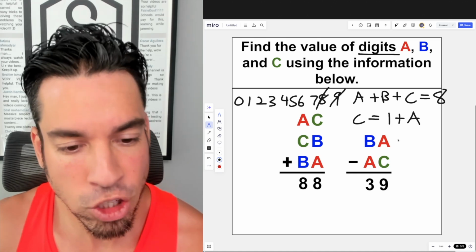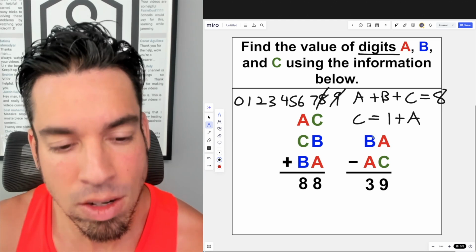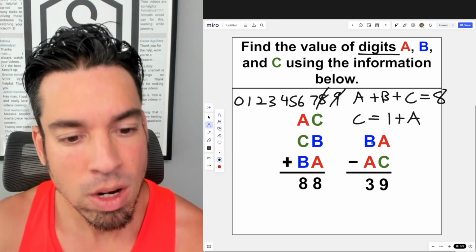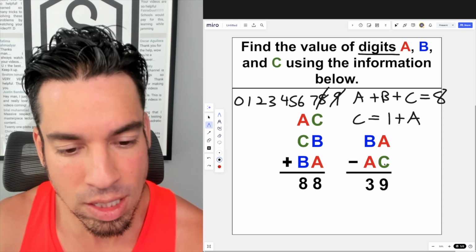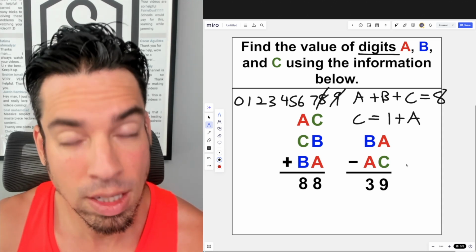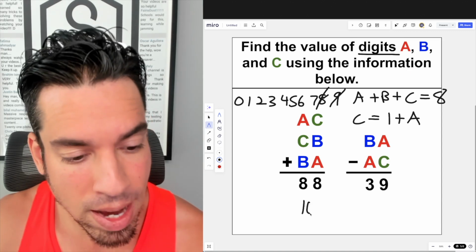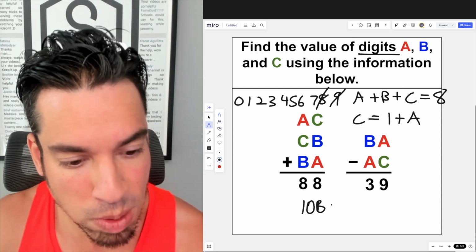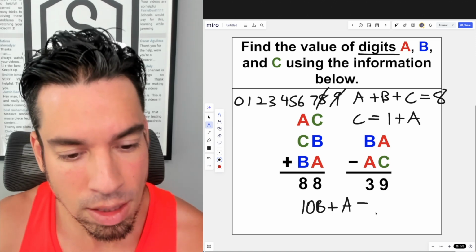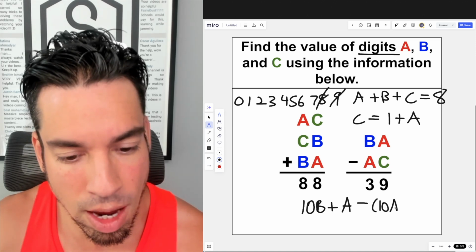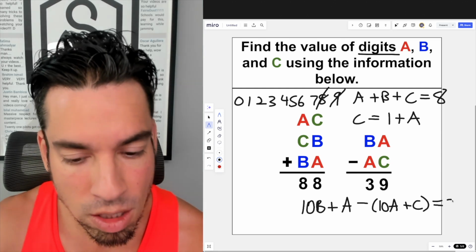Now, one more equation that we can generate from this subtraction problem is as follows, right? And again, remember I said this is a two-digit number. B is in the tens place, A is in the ones place. A is in the tens place here, C is in the ones place. So to turn this into a full-on equation, since B is in the tens place, the value of B is really 10 times B. The value of A in the one spot is just A minus, and then this one, which is 10A plus C, right? We're minusing that entire two-digit number, gives us 39.